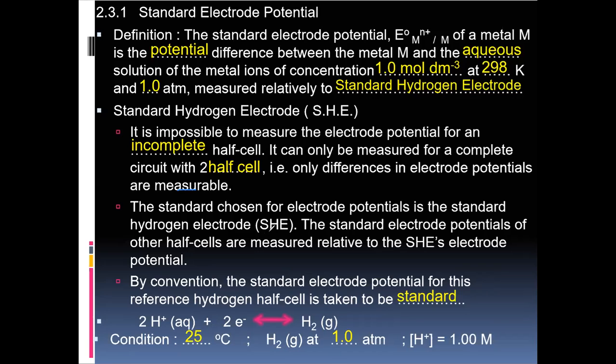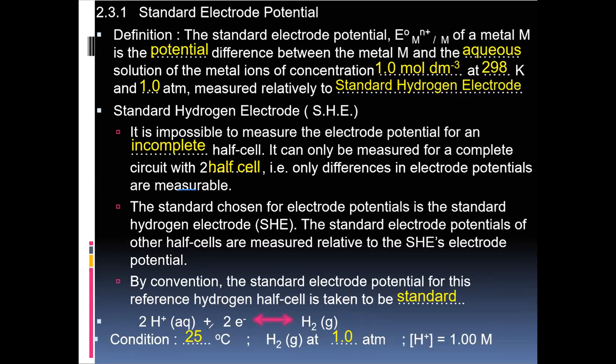So the standard electrode potentials of other half cells are measured relative to the standard hydrogen electrode potential. By convention, the standard electrode potential for this reference hydrogen half cell is taken to be standard. So the value for the SHE is taken as a standard value. Every other one is measured against it. Is that okay? So what is the condition? The condition for this equation, which is our SHE equation. Make sure you know this equation, because I could ask you. This is the equation for the standard hydrogen electrode: 2H+ (aq) plus 2e- to give us H2 gas.